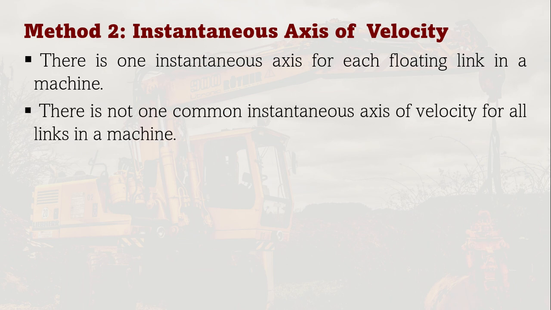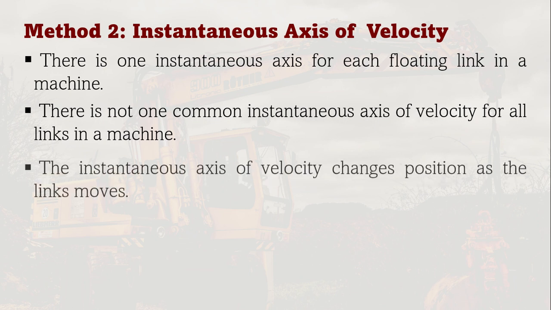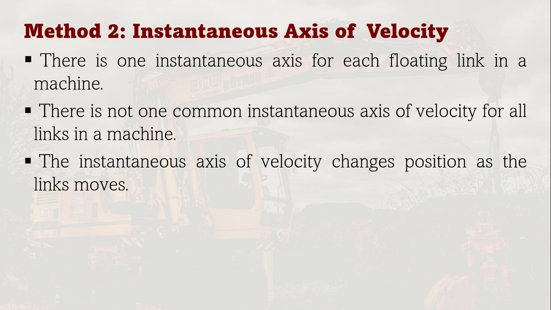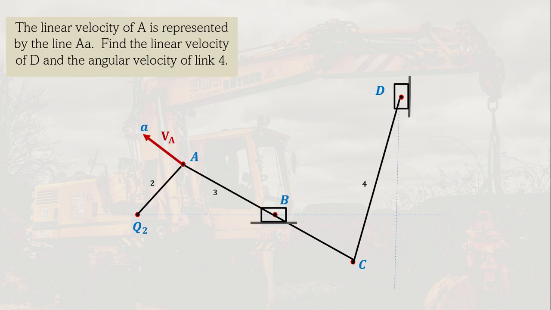So there is not one common instantaneous axis of velocity for all links in the machine. That is why it's important for us also to first get the different instantaneous centers. So we can use the different instantaneous centers to get the velocity for each link. The instantaneous axis of velocity changes position as the links move. Since in actual practice, links will really move, then the instantaneous axis will also move. And the velocity also changes as the links move, which is very obvious.